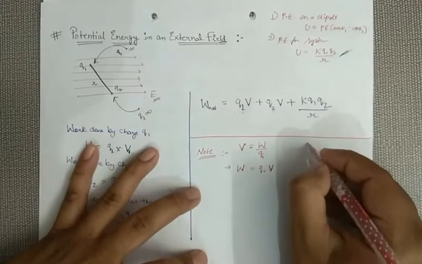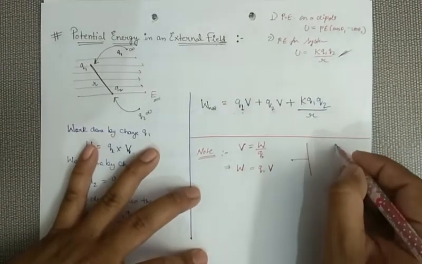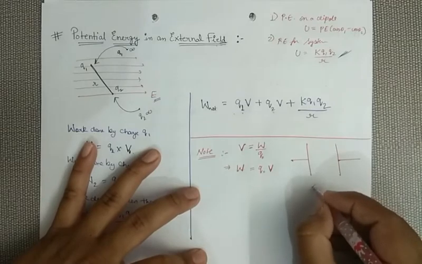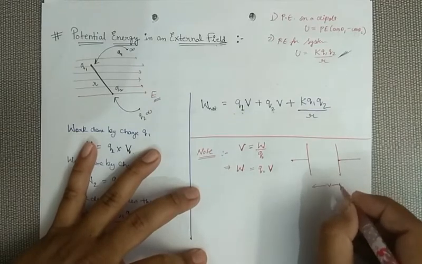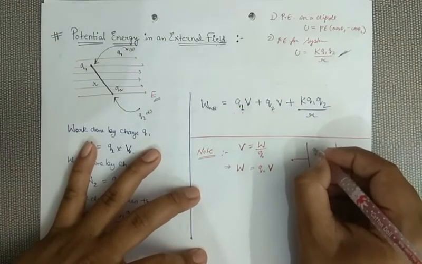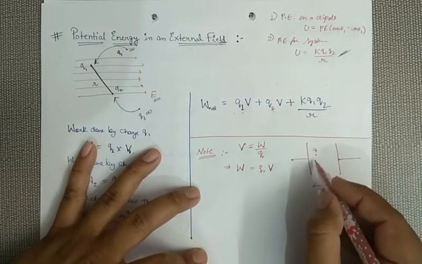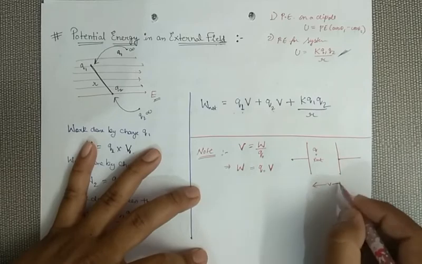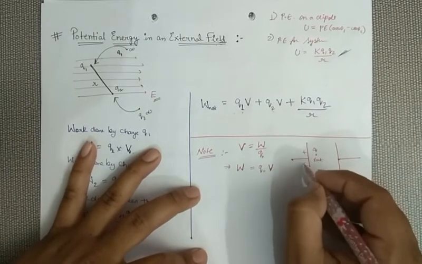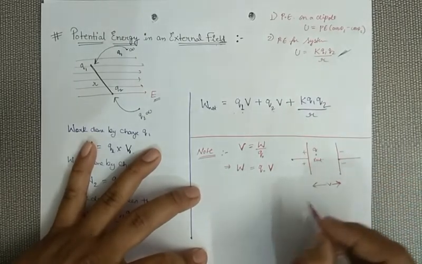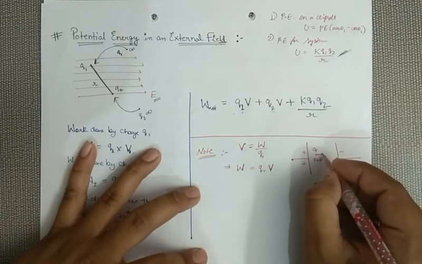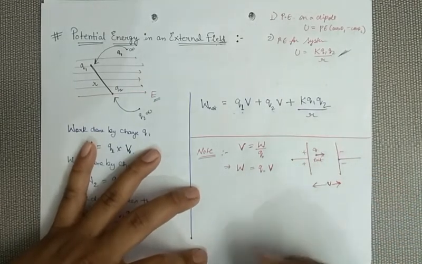Now suppose this is a plate and I applied some voltage V on this plate. A charge is placed here. Initially this charge is at rest. As soon as I apply some voltage, suppose this is the positive plate and this is the negative plate, because of this voltage, this charge accelerates towards its opposite terminal.